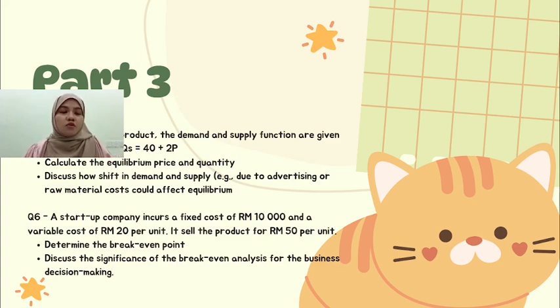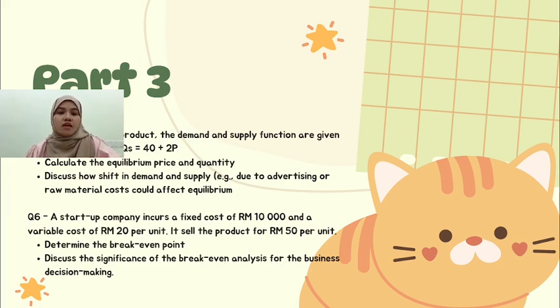So first we need to do 120 minus 40, so we get 80, and 4P plus 2P we can get 6P. So the answer for A is 80 and 6P. So it's not finished yet, we need to find the price, which means we need to divide. So 80 divided by 6 is 13.33. So the price is 13.33.